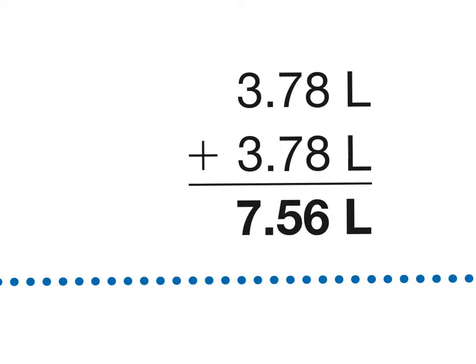8 plus 8 is 16. We drop the 6, carry the 1. 7 plus 7 is 14, plus 1 is 15. Drop the 5, carry the 1. Drop my decimal down, and 3 plus 3 plus 1 is 7. 7 and 56 hundredths, and I have my label down there as liters. So in case it wasn't abundantly clear, I do want you to line up your decimals when you add and subtract decimal numbers.